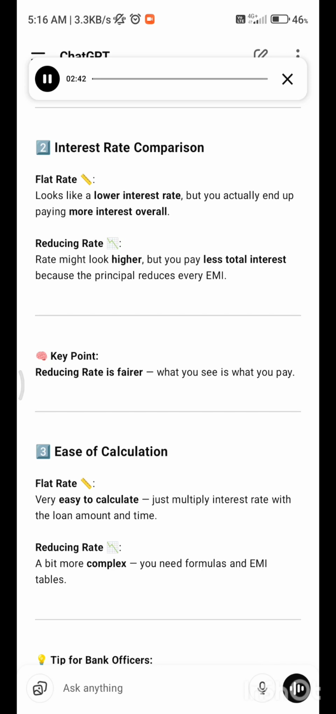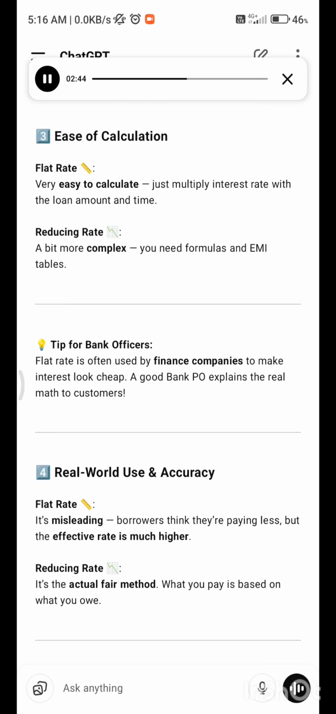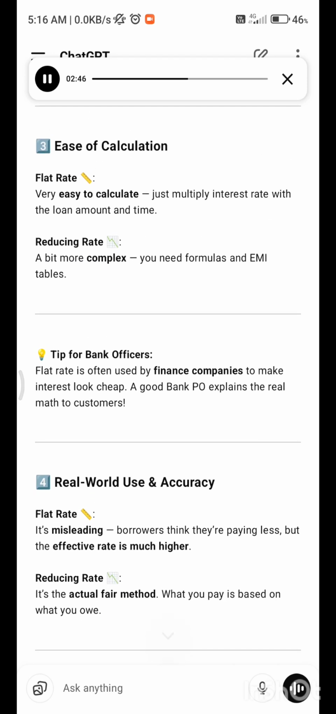Flat rate. Very easy to calculate. Just multiply interest rate with the loan amount and time. Reducing rate, a bit more complex. You need formulas and EMI tables.